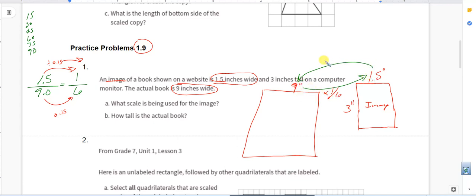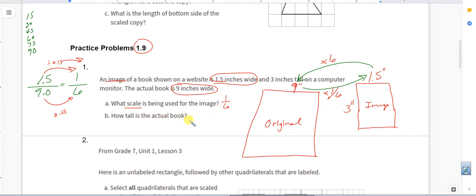Now, if I wanted to come back and go the other direction, that would be times 6. So 1.5 times 6 equals 9. So those reciprocals are interchangeable. But the scale that's being used for the image, going from the original to the image, because this was our original, is a 1 to 6 ratio. It's a sixth of its size.